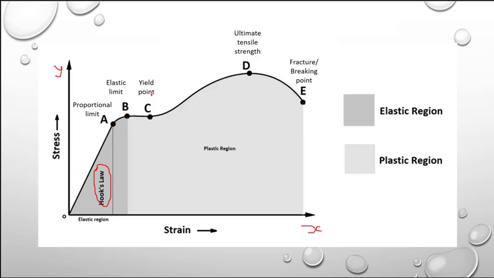Now the yield point: when load gets to this point, the body will just continue to deform without any addition of load. That means when the load that you have added to the body is so much that it got to this point, even if you don't add any other load, the body will just continue to deform. And the ultimate tensile stress, this is the point where the material fails. It will just get to the fracture point and it will fail.